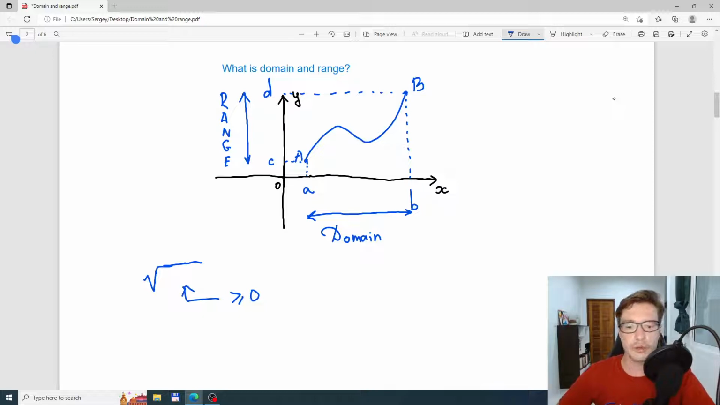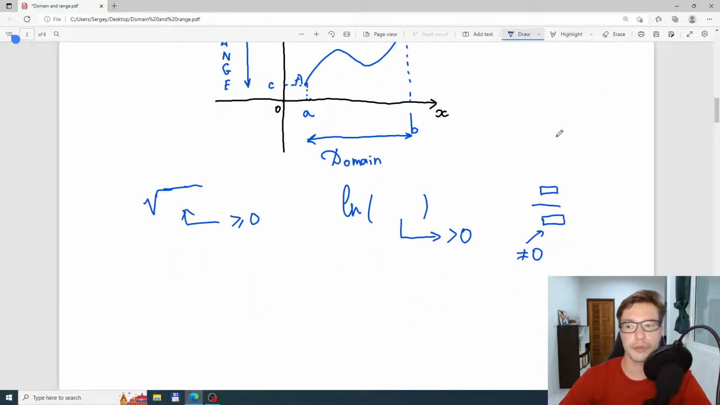Now, the next thing could be a logarithmic function. We cannot take a log of a negative number or the log of 0. So whenever you have a log function, you have to make sure that the expression in a log function is bigger than 0. And the third thing that can possibly restrict the domain is dividing by 0. Okay, so we never divide by 0. So whenever we have a rational function, make sure that the denominator is never 0. Now let's have a look at different examples.